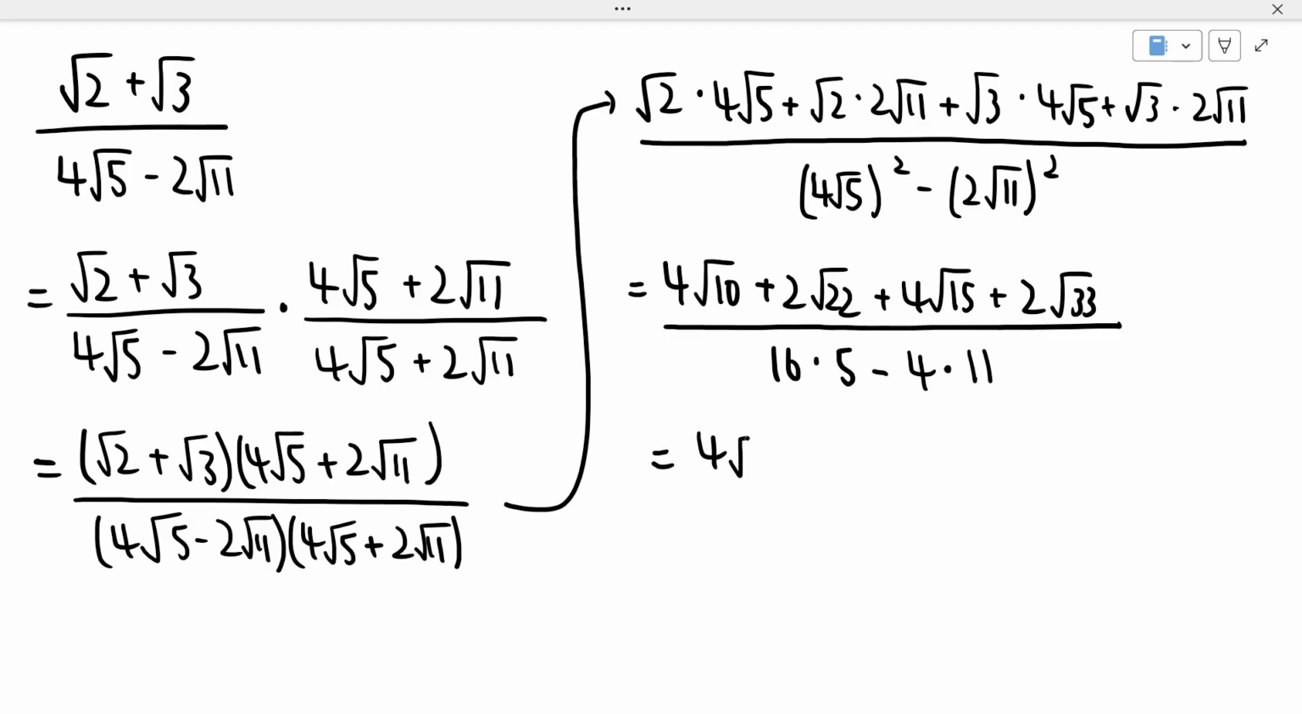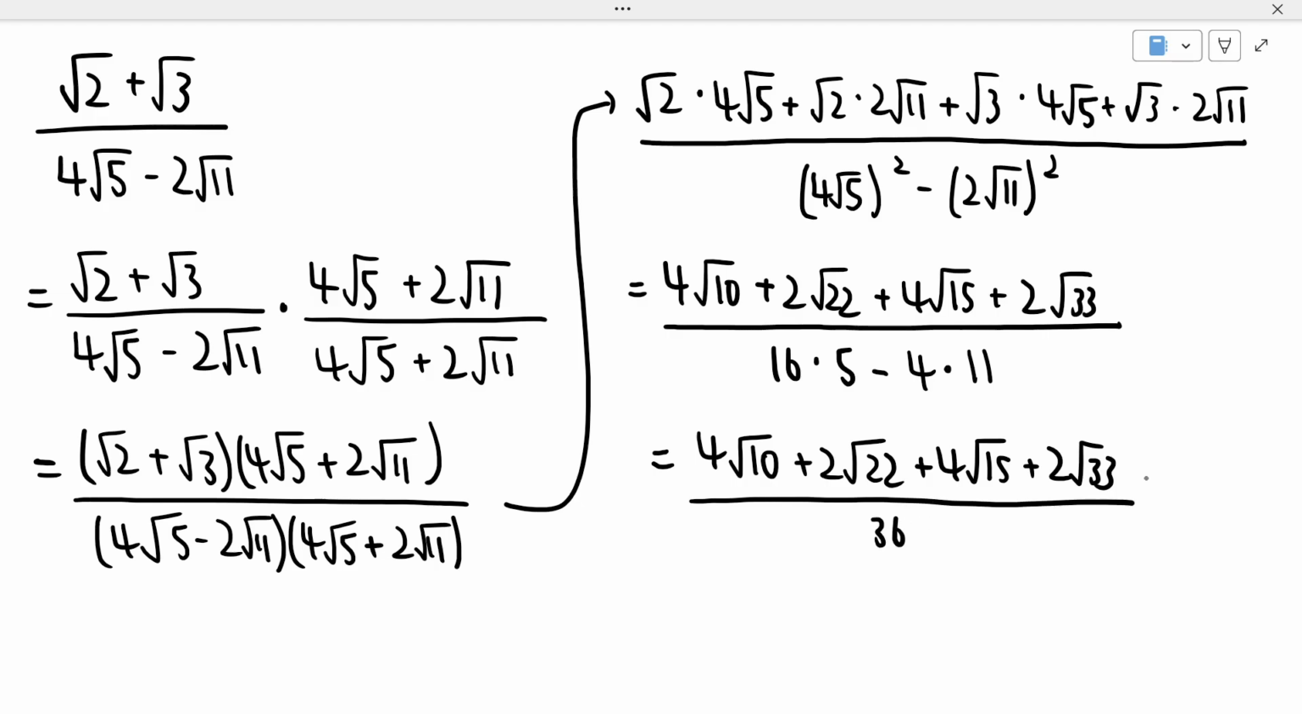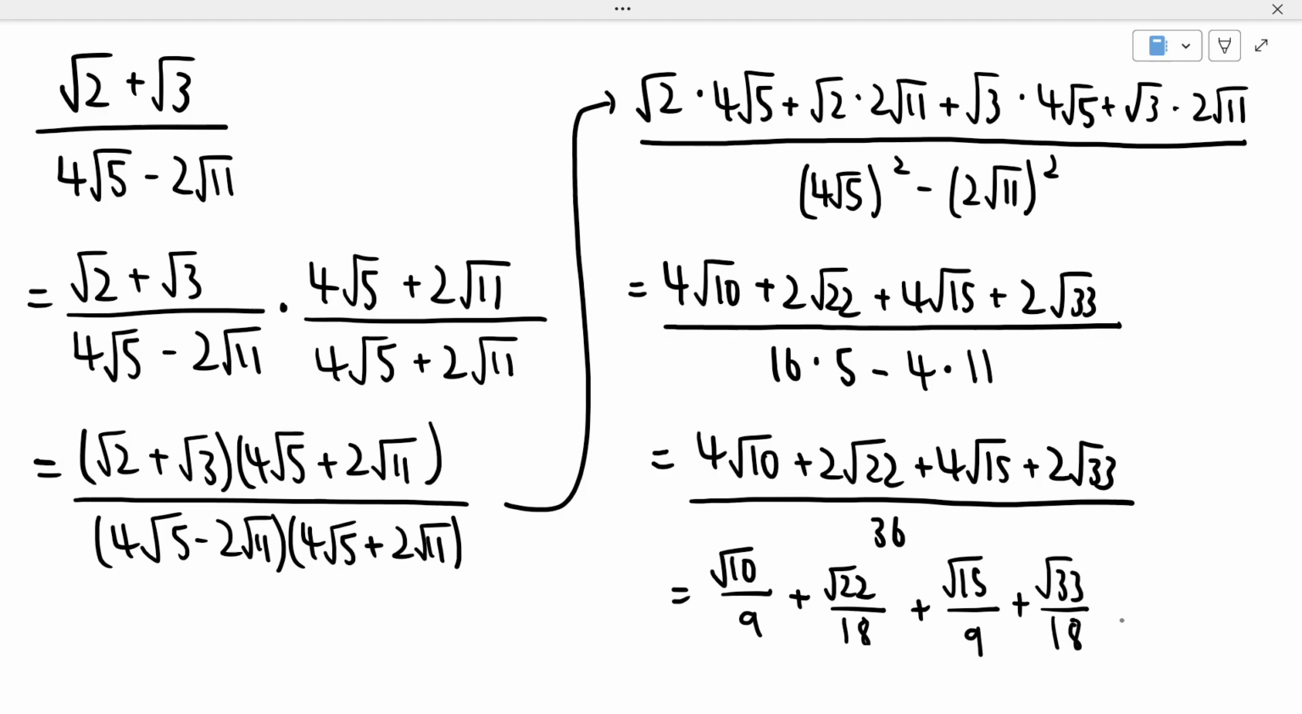So this expression is just equal to 4 square root of 10 plus 2 square root of 22 plus 4 square root of 15 plus 2 square root of 33, all divided by 36. We can distribute the division here and rewrite 4 square root of 10 over 36 as square root of 10 over 9. And the 2 square root of 22 over 36 can be rewritten as square root of 22 over 18. And then 4 square root of 15 over 36 is just square root of 15 over 9. And then 2 square root of 33 over 36 is just equal to the square root of 33 over 18. And now this expression is simplified. And this is our final answer.